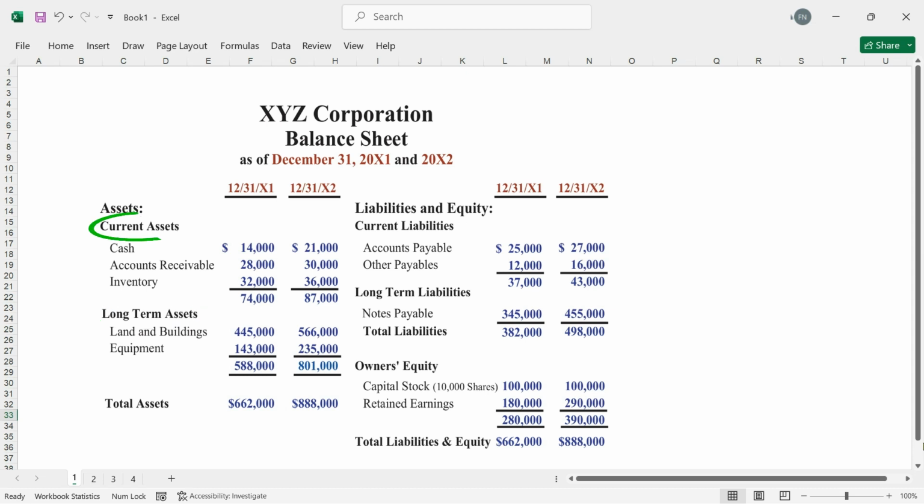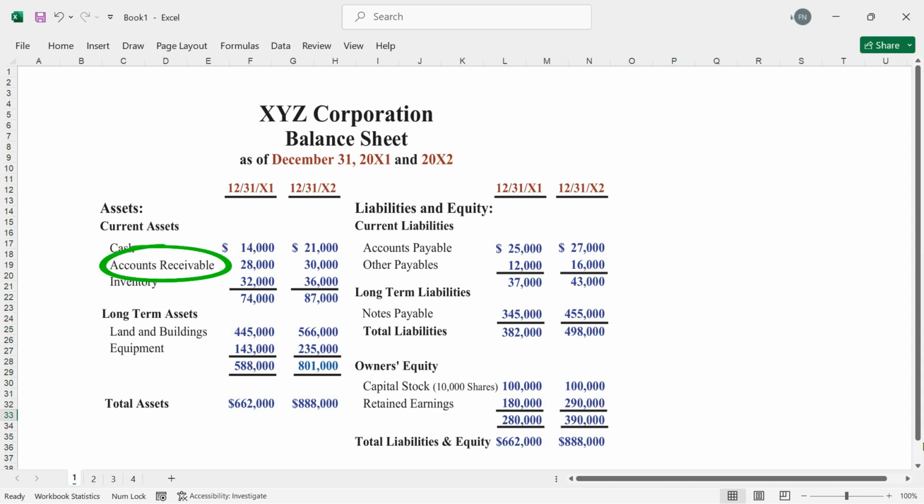A current asset is cash or any asset that can and will be converted to cash within 1 year, or also any asset that will actually be used up within 1 year. For example, cash is cash or converted to cash within 1 year. Clearly, cash would be a current asset given this definition that we provided.